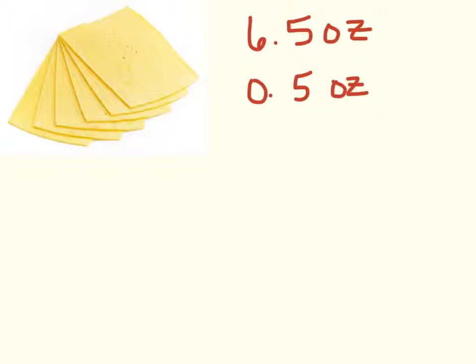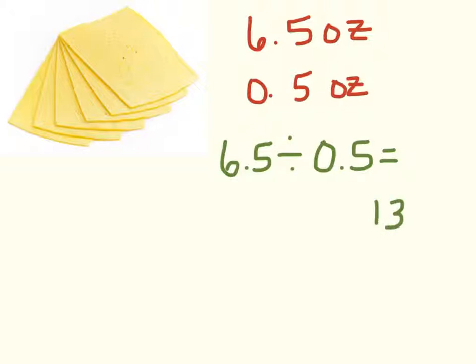Well, this is a simple division problem, right? We start with 6.5 ounces of cheese, and we want to know how many times we can put 0.5 into it. So we're dividing 6.5 by 0.5. 6.5 divided by 0.5 is 13. Therefore, our caterer sliced 13 pieces of cheese.